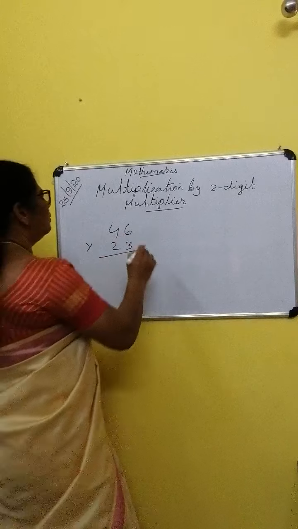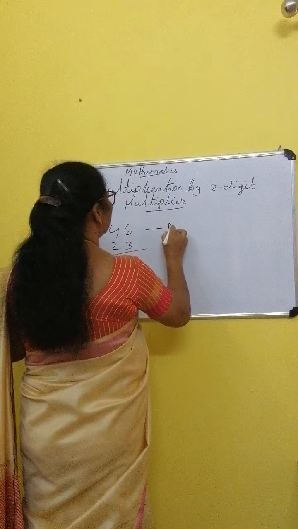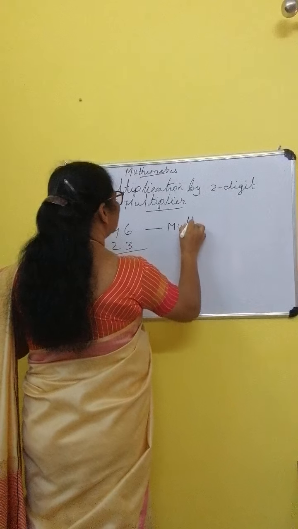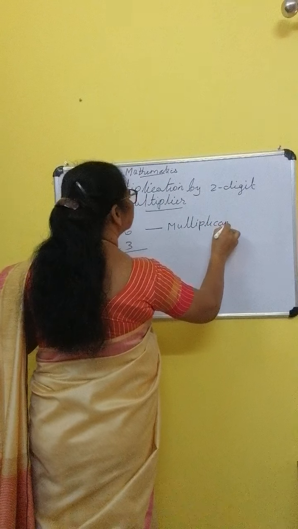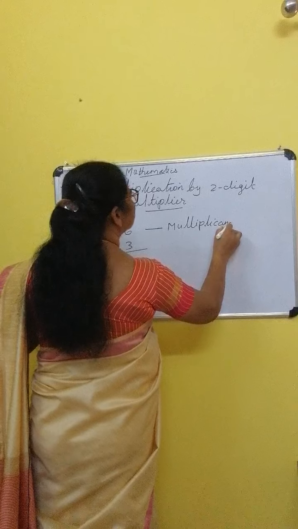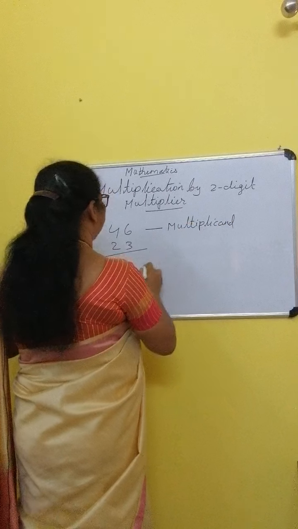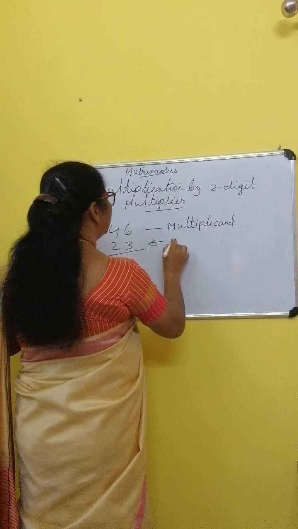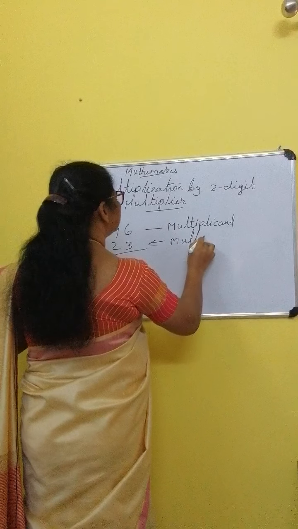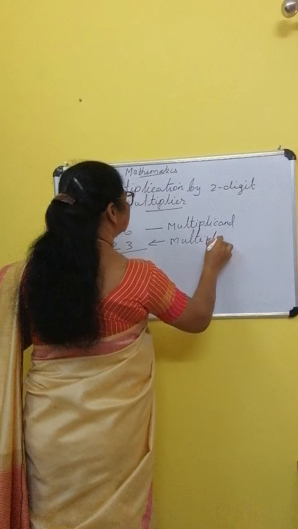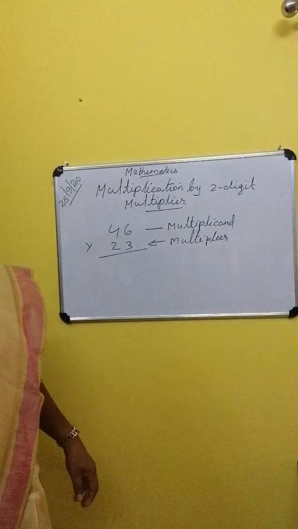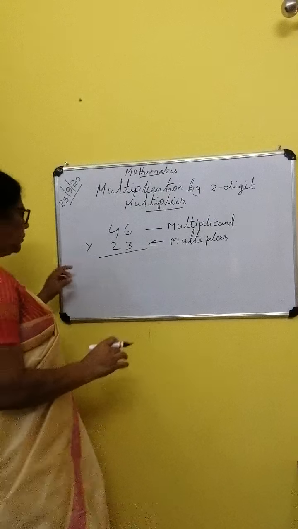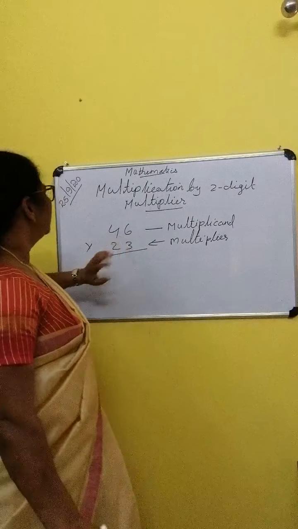46. This is called the what? Multiplication. Already we have studied multiplication. This is the multiplier. When we get the answer, that will be the product. Okay, how to do it?